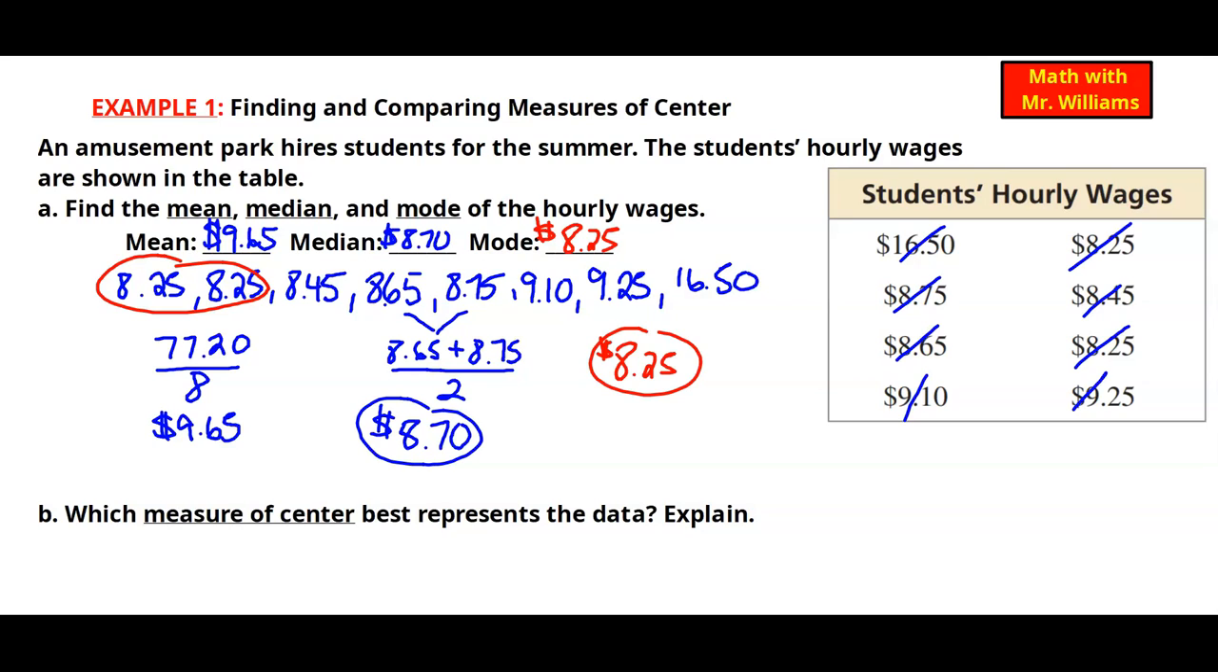All right, when we compare all these numbers, we can see that the median is probably the best representation of the data. The mode is less than most of the data. It's at the very beginning, and the mean is greater than most of the data. As you can see, the mean falls at 9.65, which is way up here, and most of this data falls before that. So in this case, the median is the best answer.